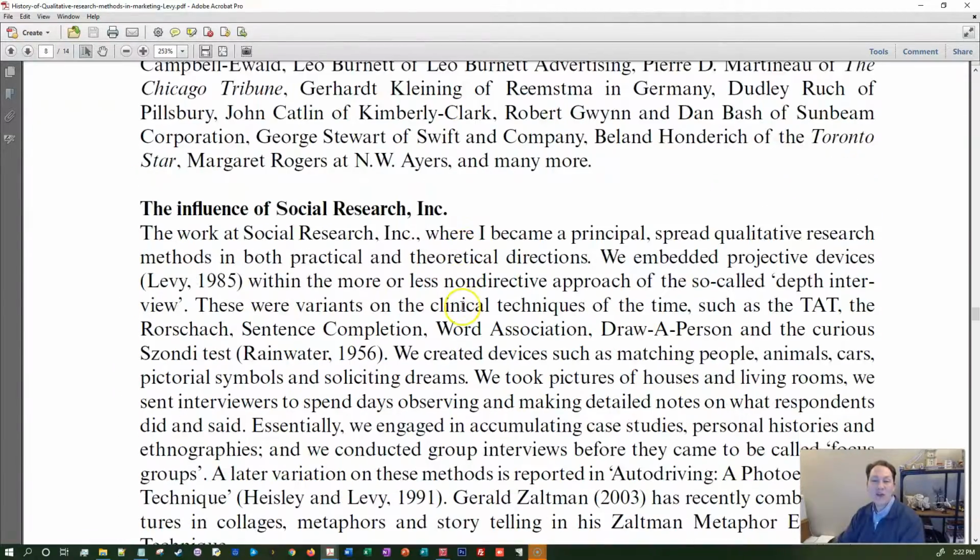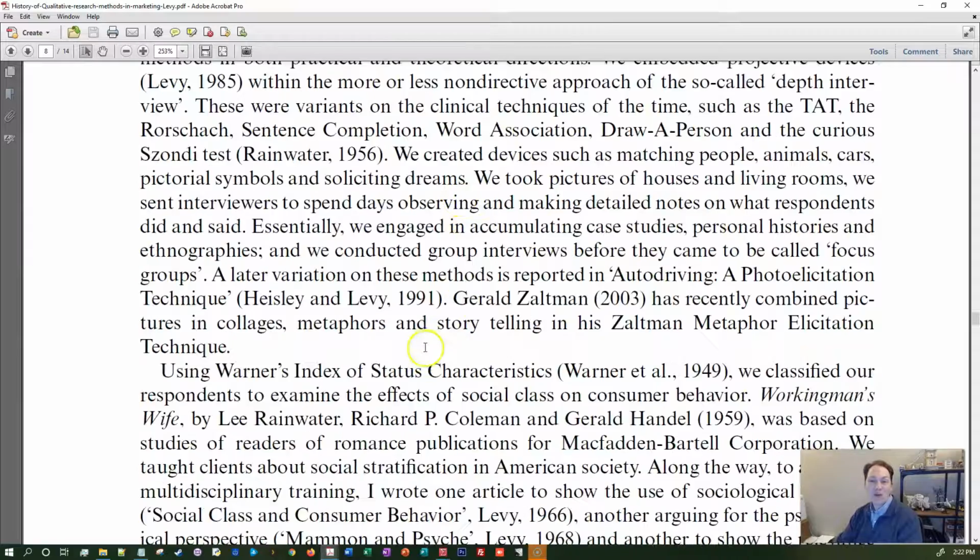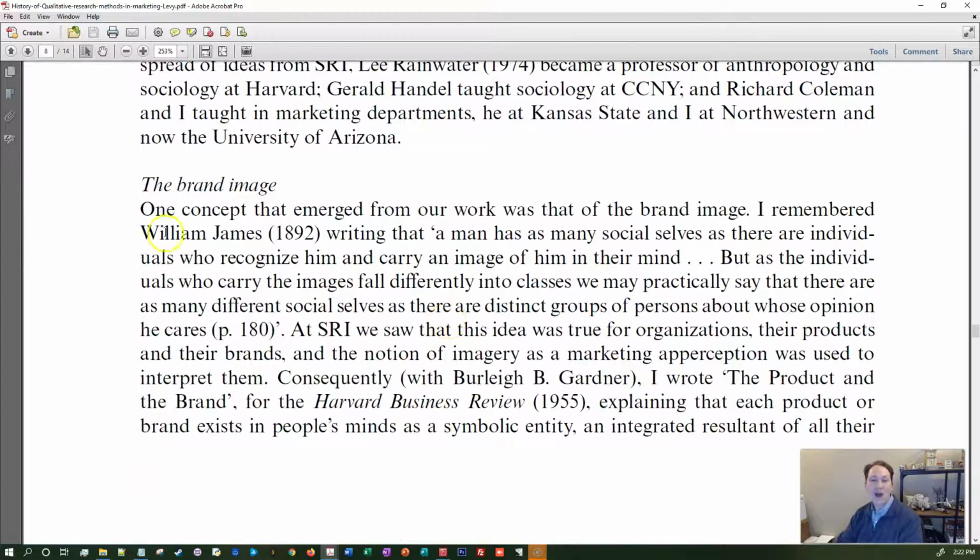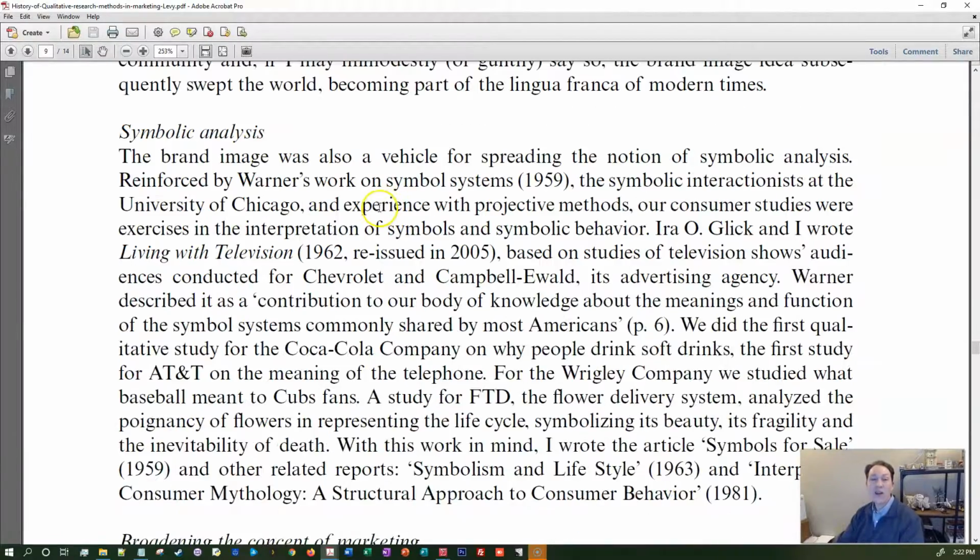What you're really interested in is understanding what these movements of people contributed to qualitative research and how they contributed to ideas in marketing, such as things like the brand image. So pay attention to those kinds of details. That's what you're going to get out of this.